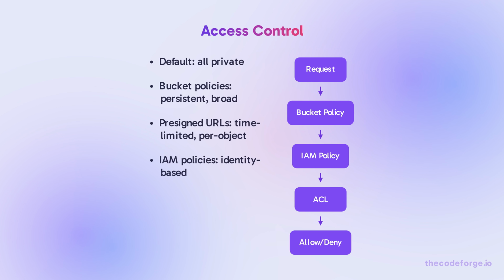By default, everything is private. Bucket policies grant broad, persistent permissions. Presigned URLs give time-limited access to a single object. Identity and access management policies control authenticated users. The combination of these determines who can access your data.